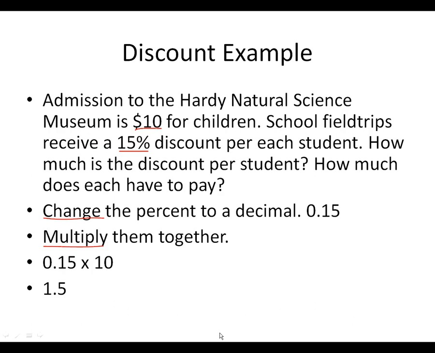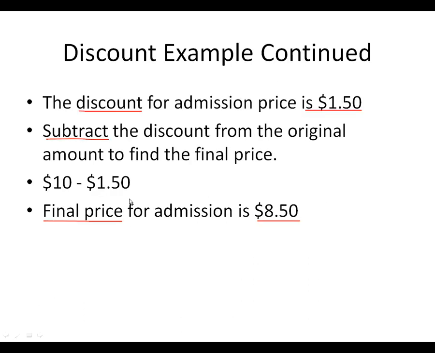Discount example. Now here we have admission to the Hardy Natural Science Museum is $10 for children. School field trips receive 15% discount per each student. How much is the discount per student? Well, and also how much do they have to pay? First, we change the percent to a decimal, which 15% is 0.15. Then we multiply them together. So 10 times 0.15 equals 1.5. So the discount for the admission price is $1.50.